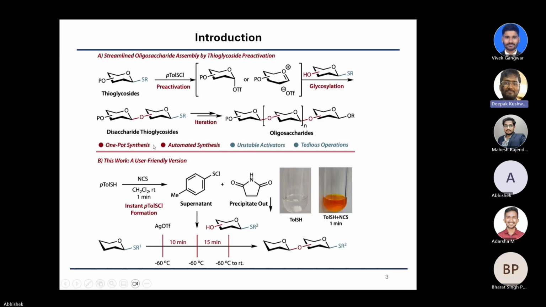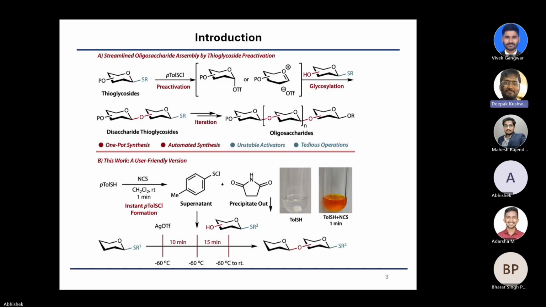Here also they are showing that once this R1 is activated, then only after 10 or 15 minutes this acceptor they are adding, and now there is nothing to activate the next thioglycoside. Okay, then got it. Already it is activated, ready for coupling. Then there is no problem. Yes.